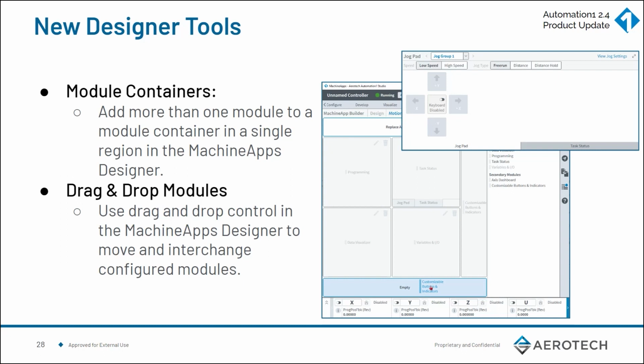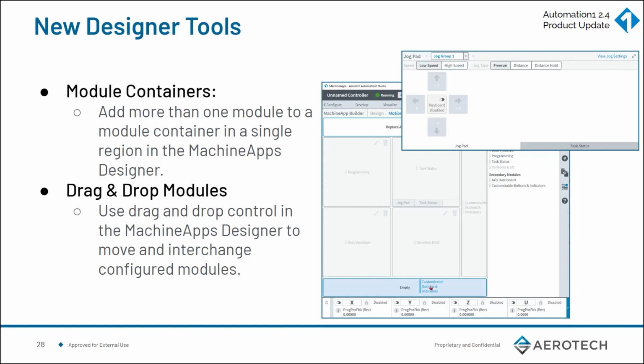Things that we've added on the designer side is this idea of module containers. If you look here in the light gray screen, you'll see a jog pad and a task status in this one square rectangle looking area. That's because that area has been changed from just an area that contains one module, like the one on the right that just contains a programming module, to one that can contain multiple modules. So that allows you to put a tabbed user interface into your machine HMI tool, and you weren't able to do that before with this tool.